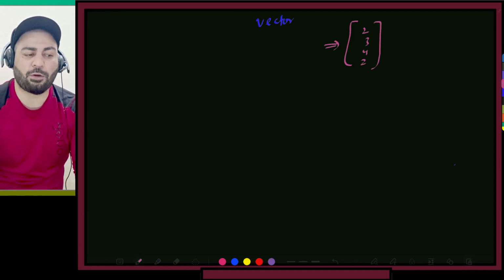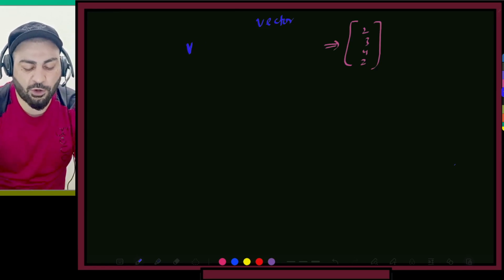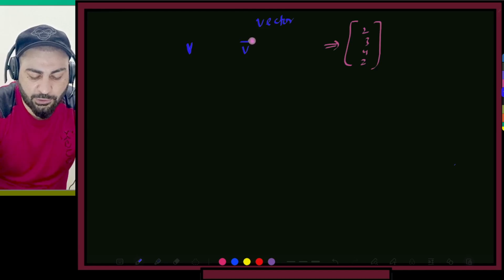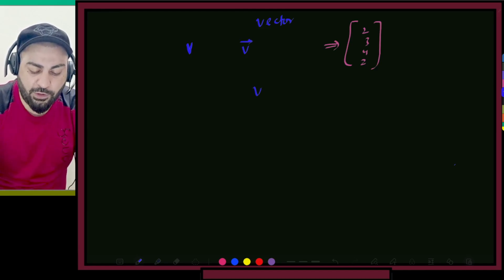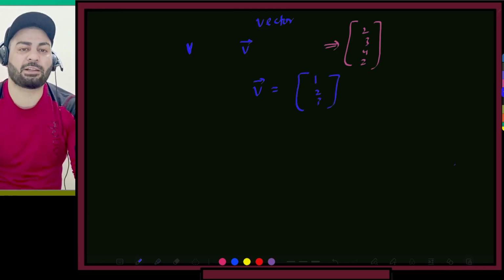When I speak about a vector, usually in the books it's written in bold letters, or they'll write, let's suppose, v, and put an arrow on top. So v is equal to, let's suppose, 1 2 3. This is a normal vector.